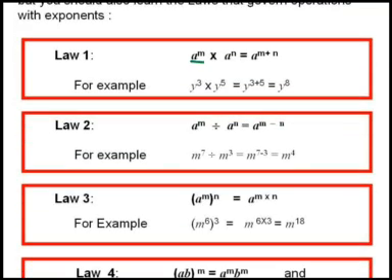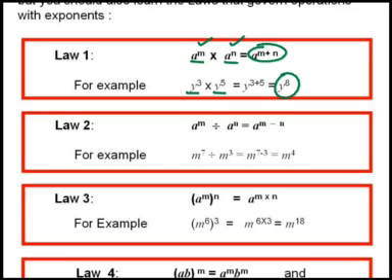Law 1 says a to the power of m times by a to the power of n is equal to a to the power of m plus n. In other words, if you multiply two numbers and they have the same base, as in this case the a, you'll just add the exponents. For instance, y to the power of 3 times by y to the power of 5 will give us y to the power of 3 plus 5, or y to the power of 8.